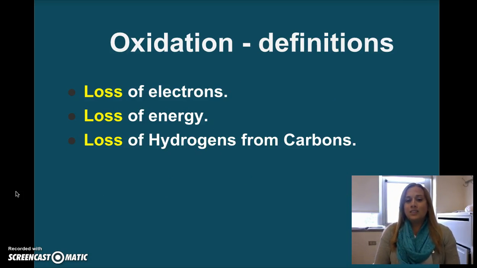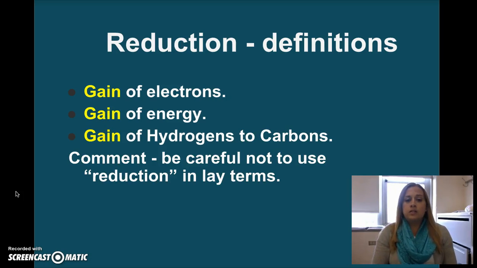Before we get into the details, though, we want to talk about oxidation and reduction. Oxidation means that you're losing electrons, you're losing energy, or you're losing hydrogens from carbons. And so when we talk about cellular respiration, we can look at things like oxidation and reduction and how these two are usually paired together. Reduction then is when you gain electrons, gain energy, or you gain hydrogens to carbons.